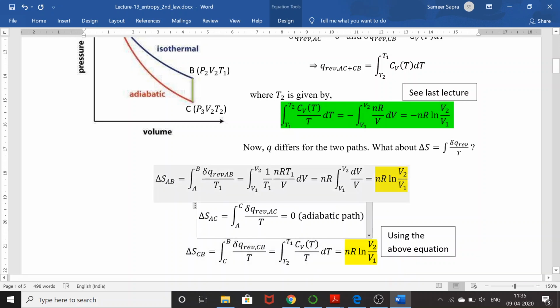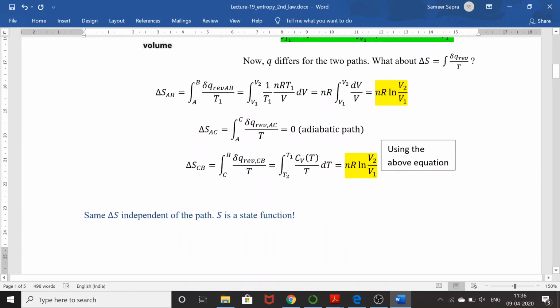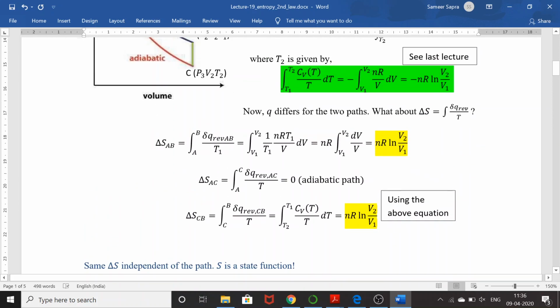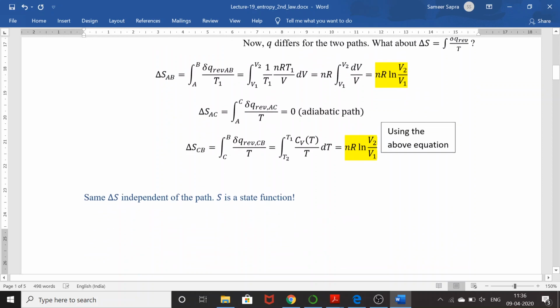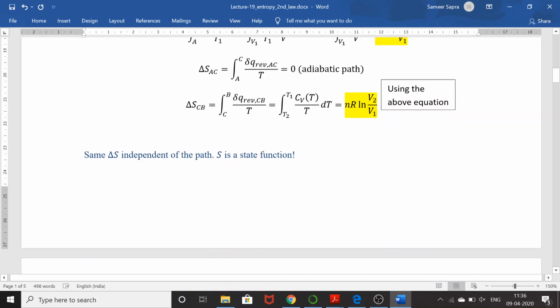Look at the two yellow expressions, they're exactly identical. So the entropy change on going from A to B is nR log V2/V1, whichever path you take. So entropy definitely is a state function, as we see in this particular example. Whereas the heat was dependent on the path, this state function, which describes randomness, is independent of the path.